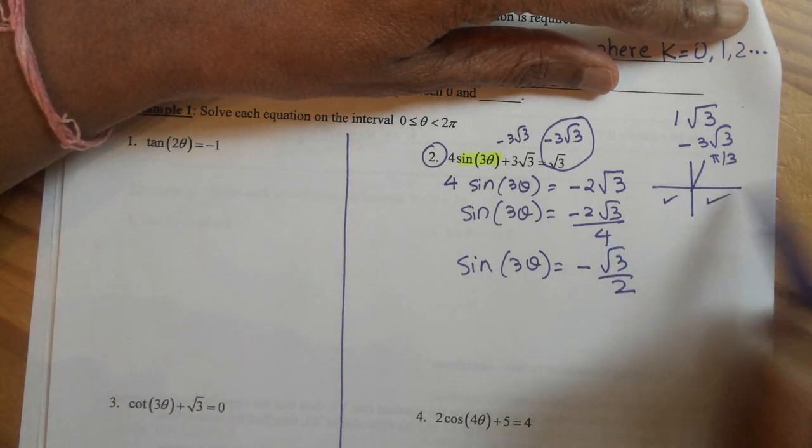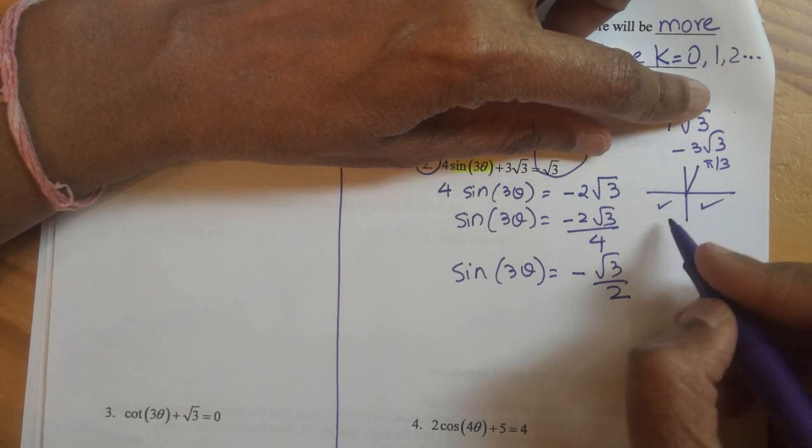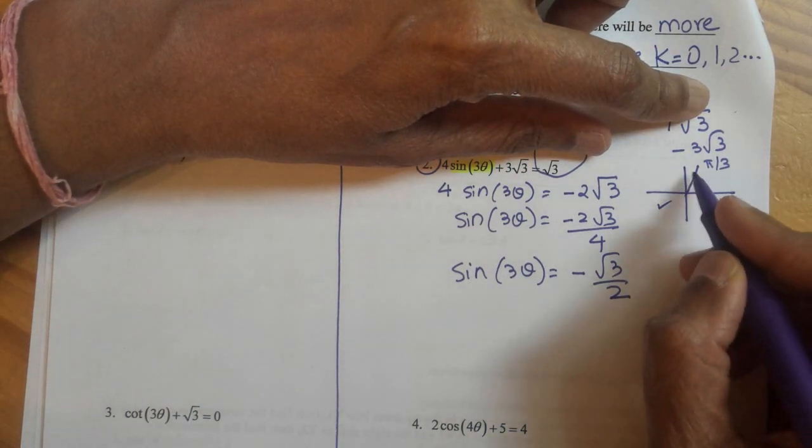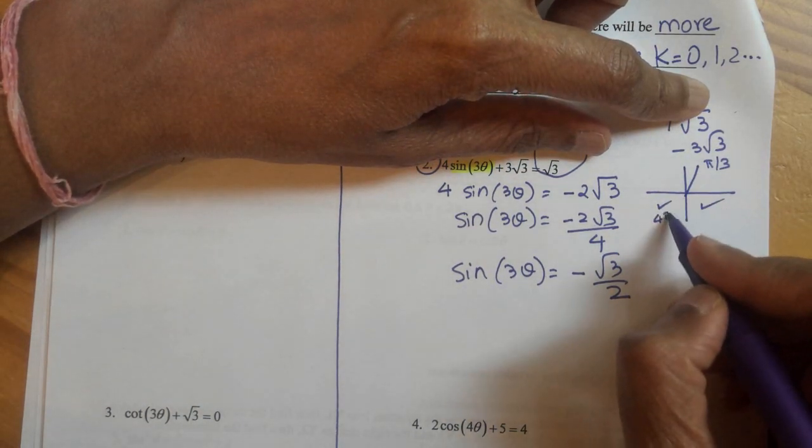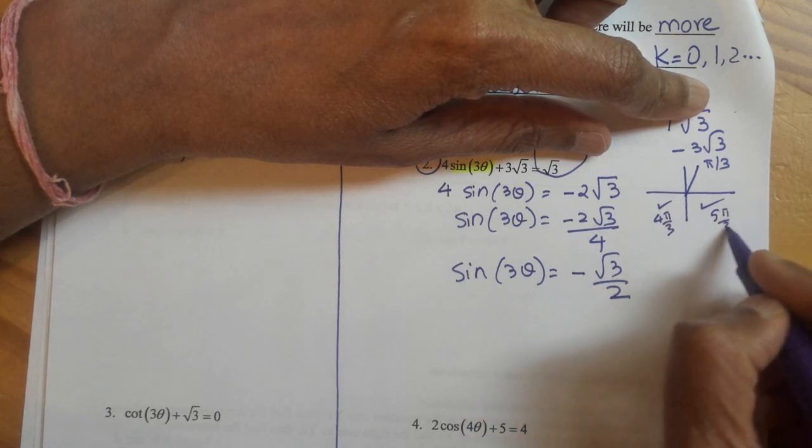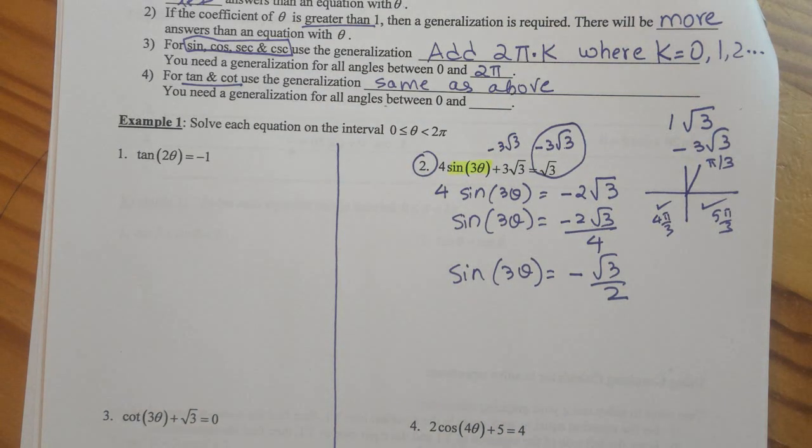Sine is negative here and here. So my solutions will be in this one, 4 pi by 3, and 5 pi by 3. Those will be the two statements you write.